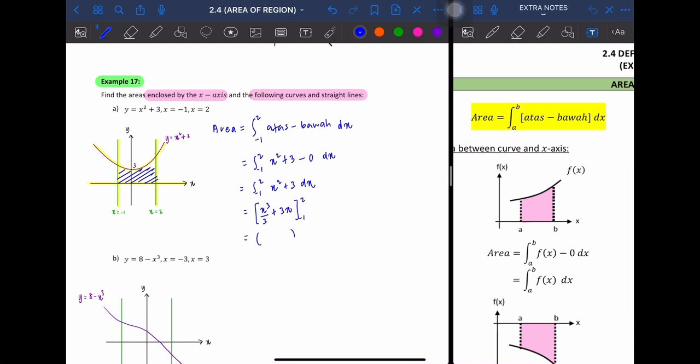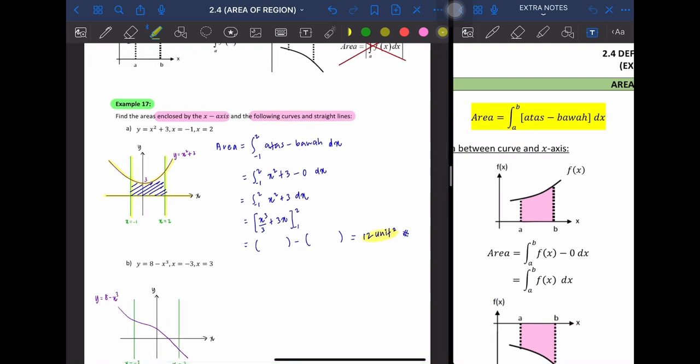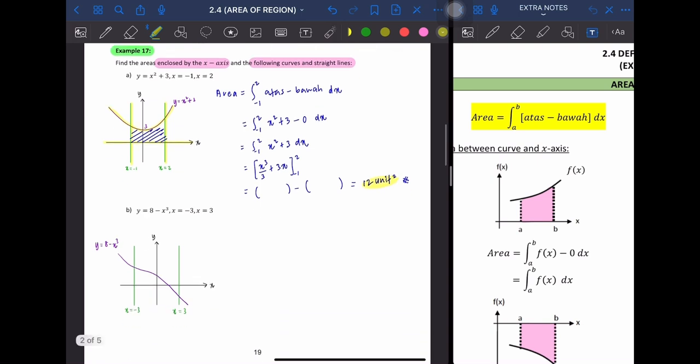So you substitute your upper limit minus your lower limit. So the final answer would be 12. And make sure to put unit square as your final answer because it is area. Okay, and don't forget your area must always be positive. So if you get negative as your answer, maksudnya awak salah kira lah. Okay, ataupun awak salah formula. Okay, so moving on to next one.